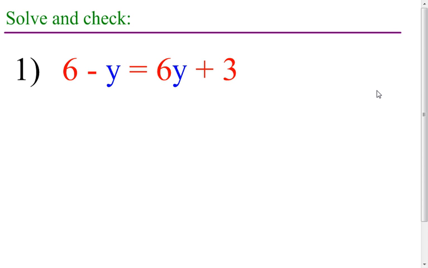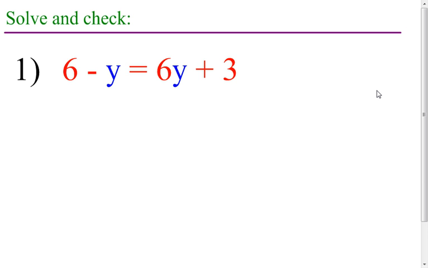Okay, in this lesson we are going to be looking at having variables on both sides of the equation and then solving them. So your goal here is to get everything that has a variable in it on one side of the equation and everything else on the other side of the equation. And so for this particular one here, you want to get the y, anything that has a y on it on one side and anything else on the other.